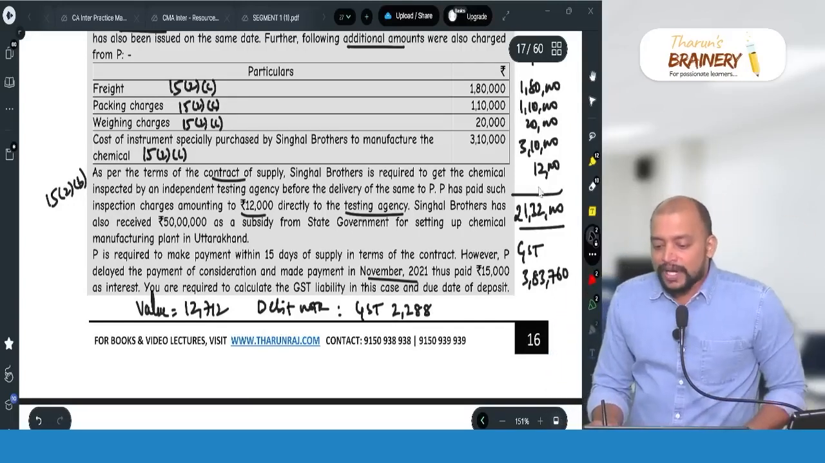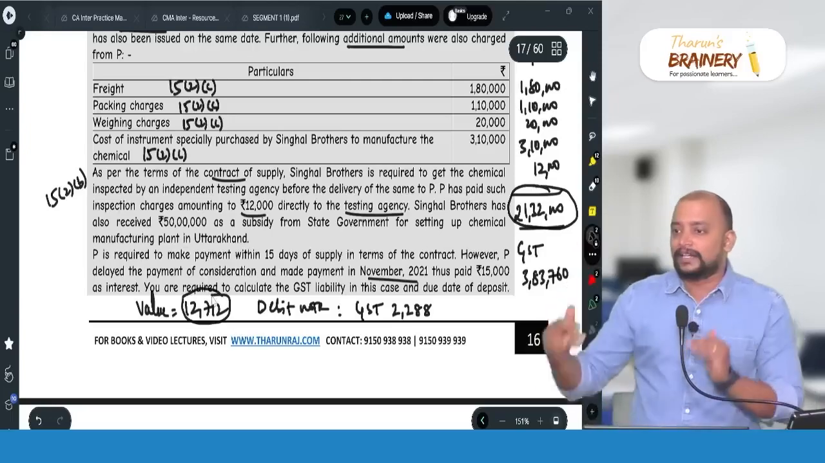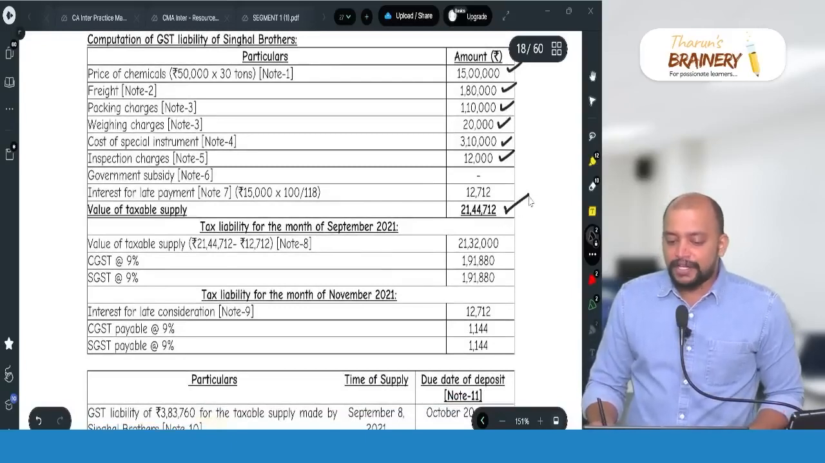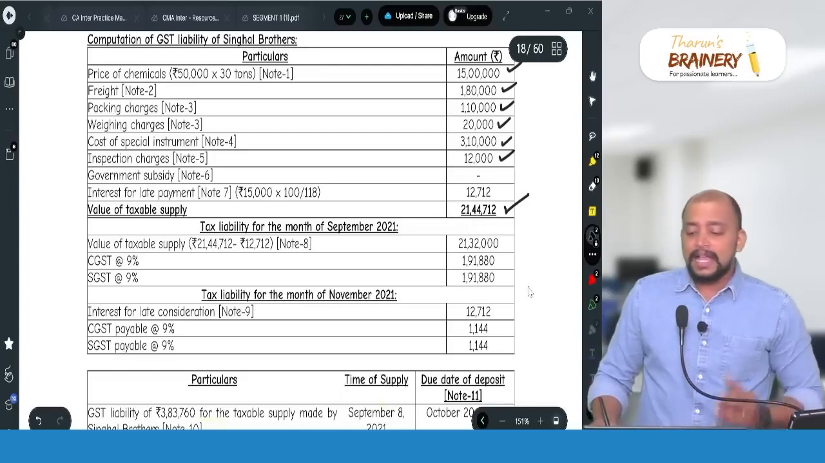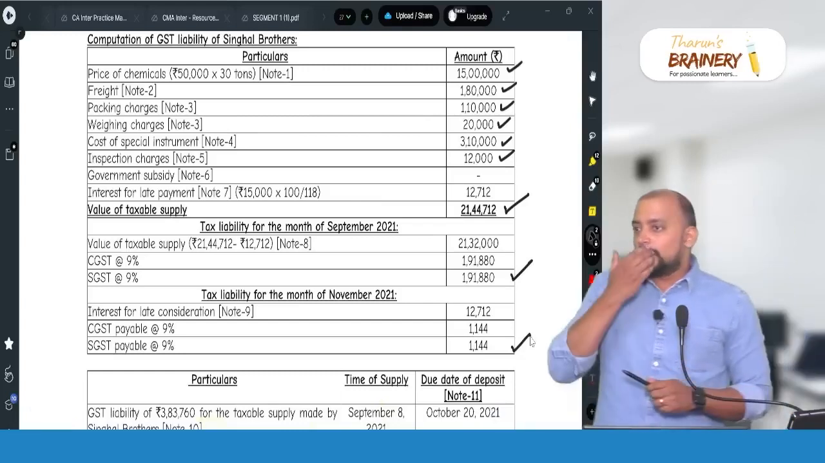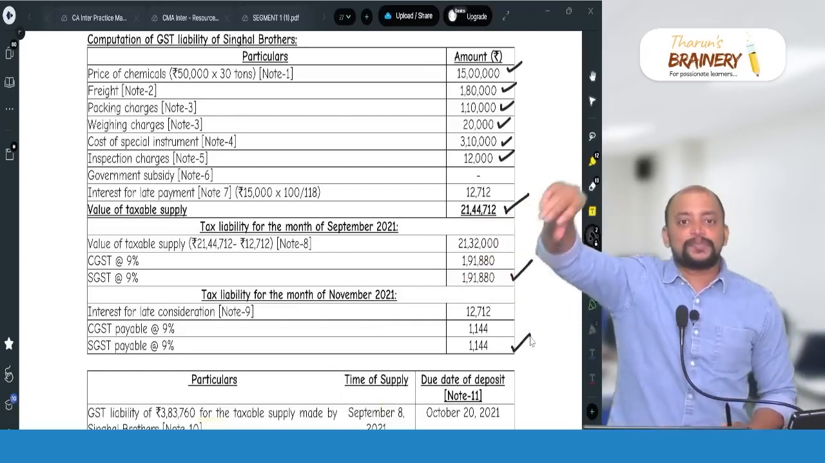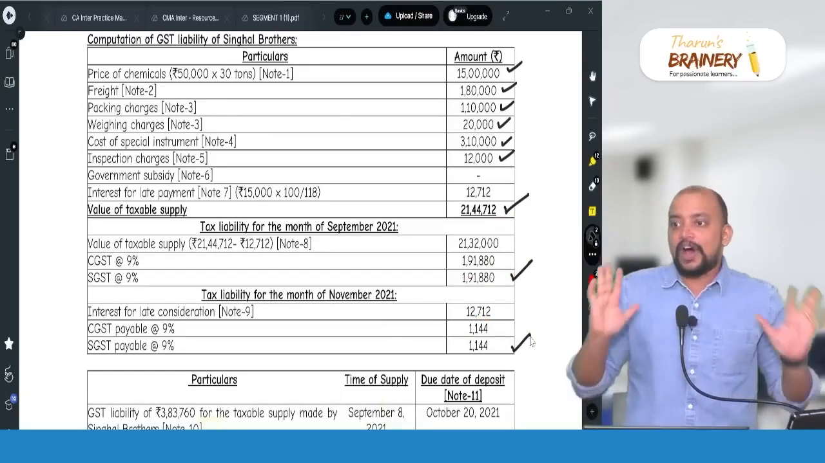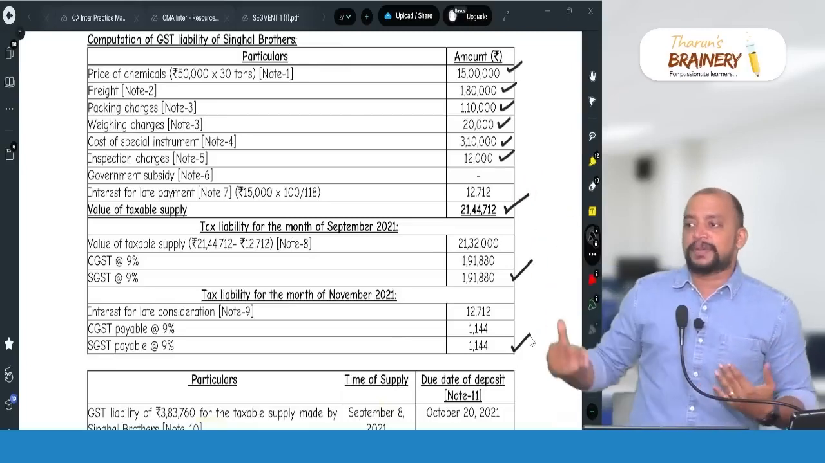Or this way: 21,32,000 plus 12,712, you can add into a single value, 21,44,712. Like that you do the valuation, and you show the GST component separately. So, you do valuation separately: you write value as per invoice this much, GST as per invoice this much, then debit note value this much, GST this much. Or you do the value together, but the GST liability alone you show separately. For which month?